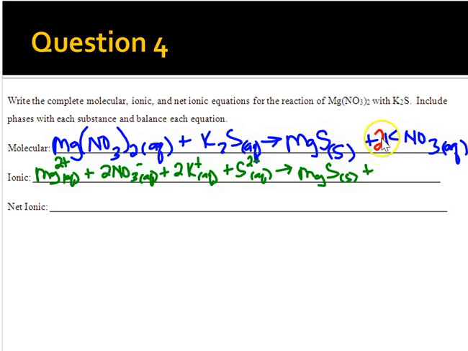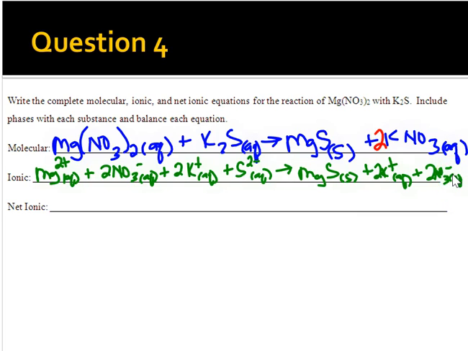Plus, okay, over here, we end up having our potassium and our nitrates. It's aqueous, so we need to break that up. That coefficient 2 is going to apply. So there's 2 potassiums, +1 charge for potassium, and it is aqueous. Plus, there's also 2 nitrates. Okay, so nitrate has a -1 charge, and it is aqueous.